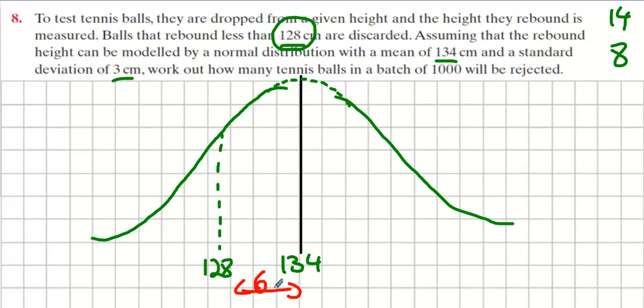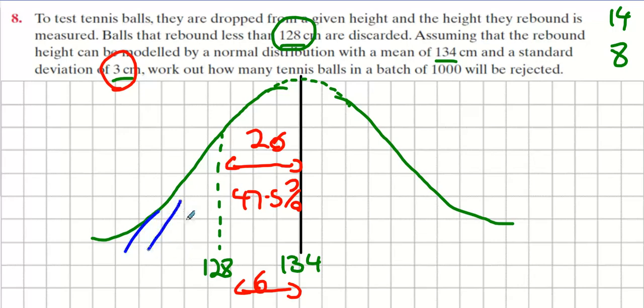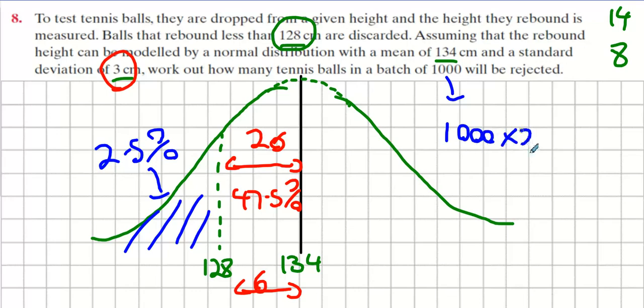What's the gap? The gap is 6. 6 is actually 2 standard deviations. So the gap is 2 sigma. And what we read up earlier is that a gap of 2 sigma will have a 47.5% chance, yeah? Now, what does that mean about this region here? The region that's under 128? 2.5%. And what's 2.5% of 1,000? We all good?